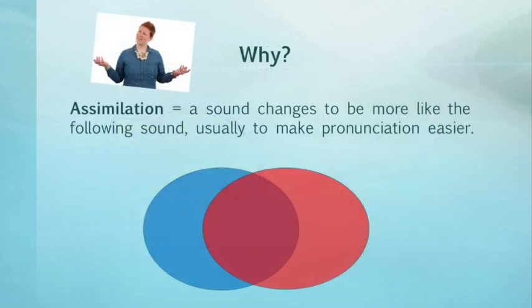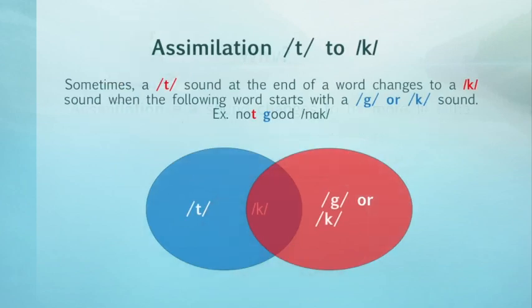Why is that? It's due to a feature of connected speech called assimilation, which is when a sound changes to be more like the following sound, and it's usually to make pronunciation easier. In English, the final T in words is often not pronounced, often even the final T sound. So sometimes a T sound at the end of a word, like not, changes to a k sound, like knock, when the following word starts with a g or k sound, like good.